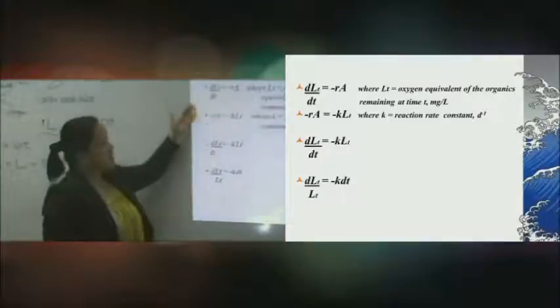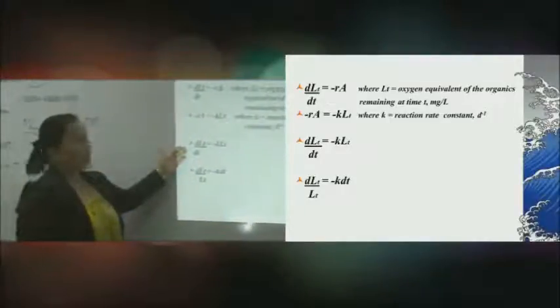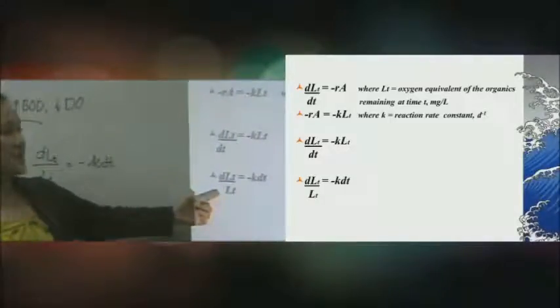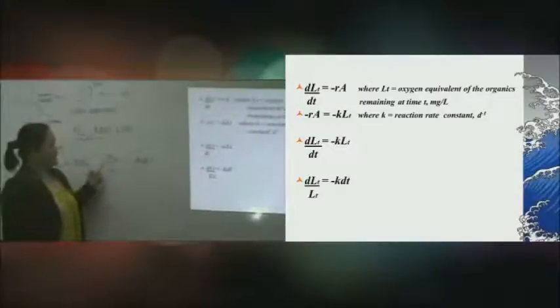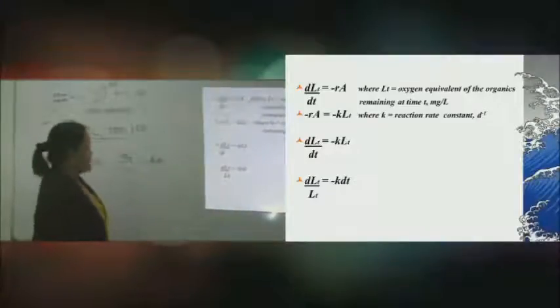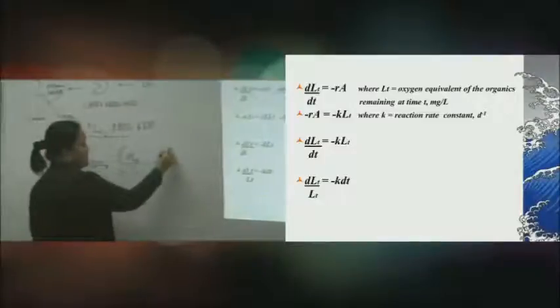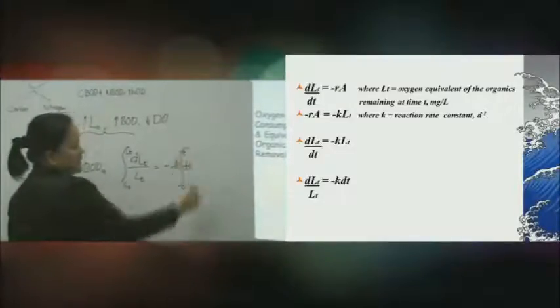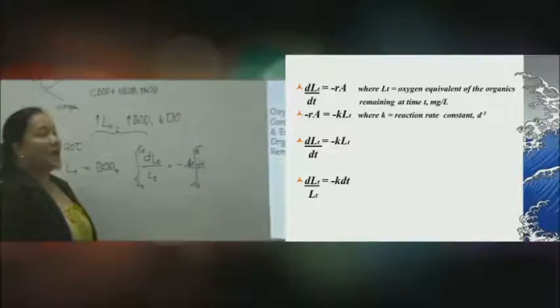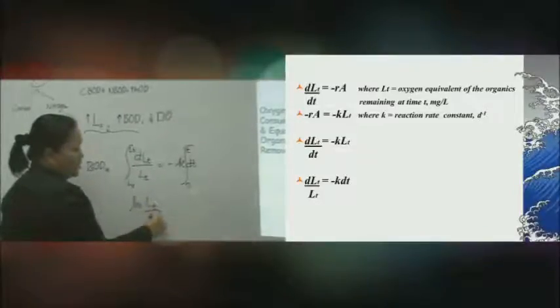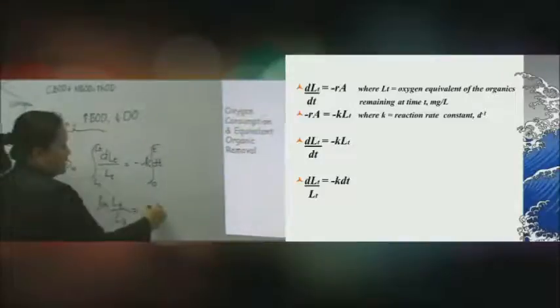Equating both expressions, you would have this equation. This equation can be separated to have this equation. And this is equal to dLT over LT is equal to negative kdT. You can integrate this, both sides, with LO as a lower limit and LT as the upper limit at any time 0 to time t. So, integrating both sides, you have ln LT over LO is equal to minus k multiplied by t.